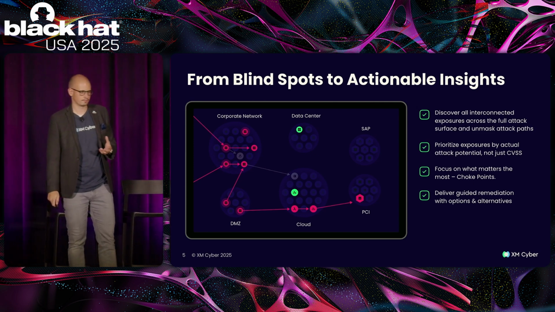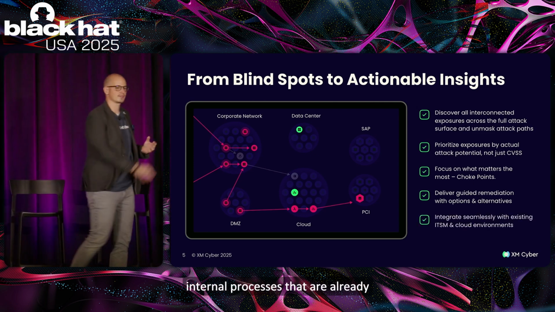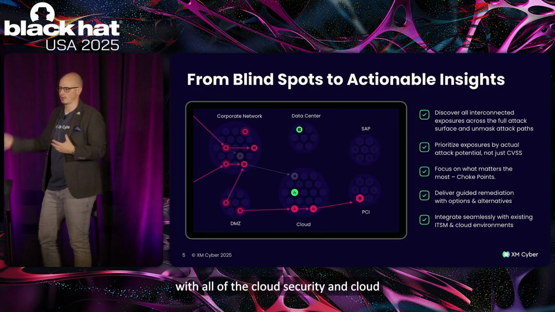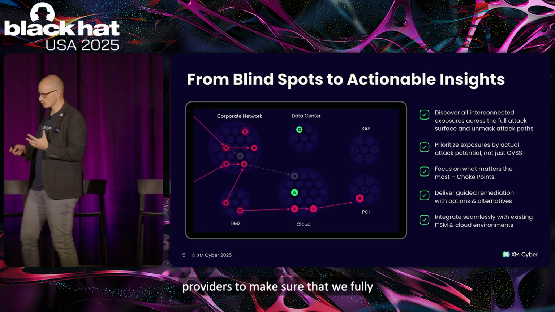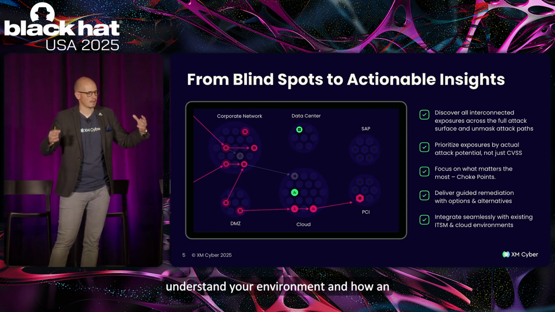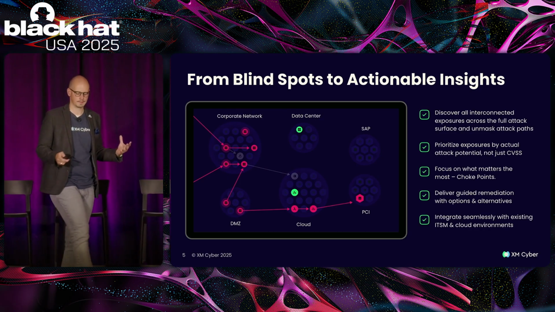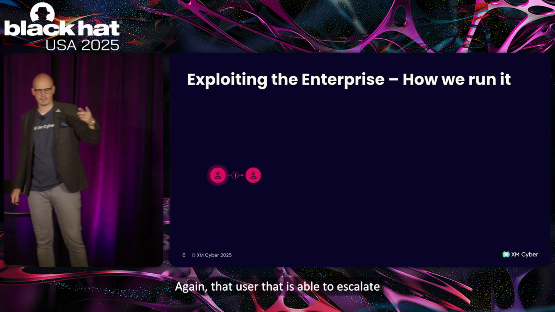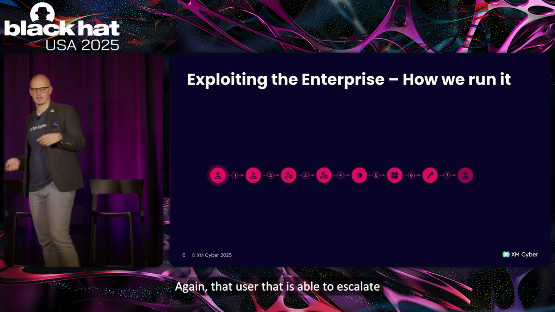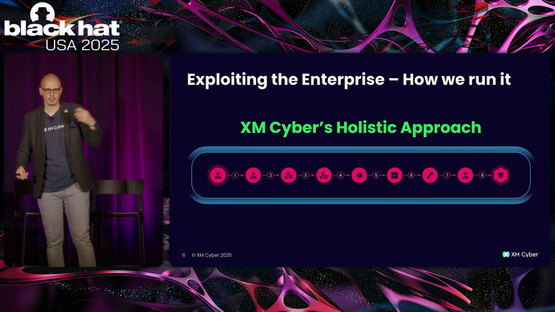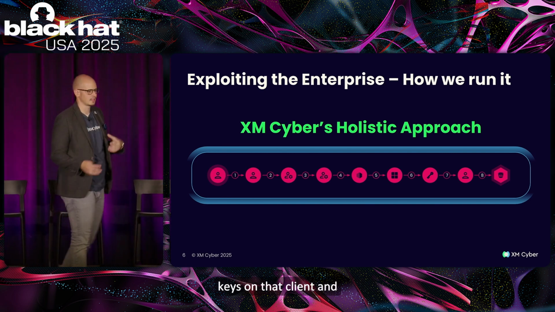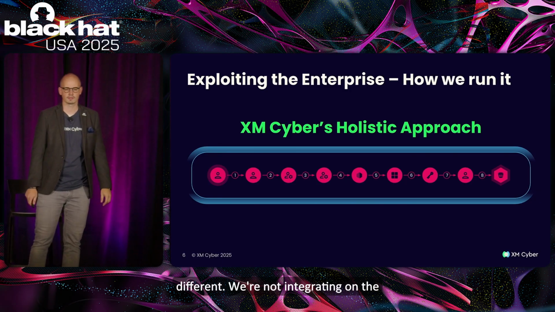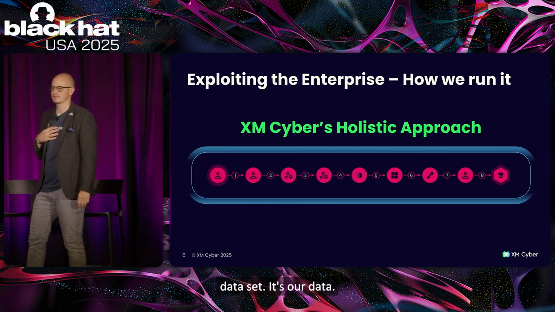Of course, in order to support your internal processes that already exist, we seamlessly integrate with the ITSM tools of the world, with all of the cloud security and cloud providers to make sure that we fully understand your environment and how an attacker is able to exploit that. Remember the attack path that I just showed you a bit earlier. Again, that user that is able to escalate its privileges through the network, navigate into a client, find AWS access keys on that client, and compromise the S3 bucket. It's the holistic approach that makes us different. We're not integrating other data sets. It's our data. We put that all together.